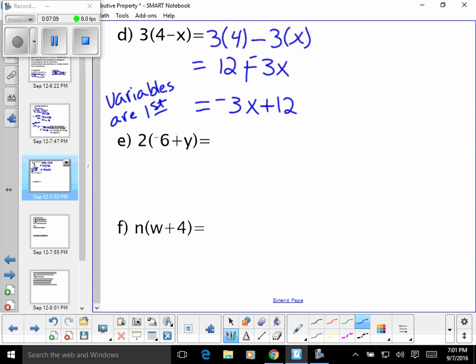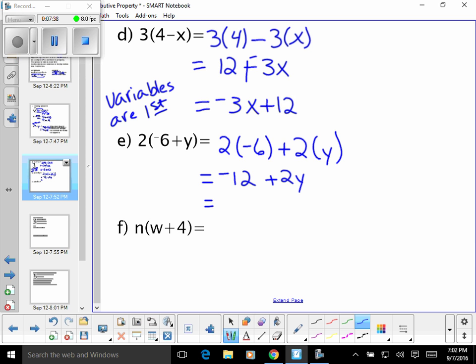Let's look at E. See if you can figure it out on your own. So press pause and then I'll go over it. Let's see how you did. 2 times -6 plus 2 times y. -12 plus 2y.